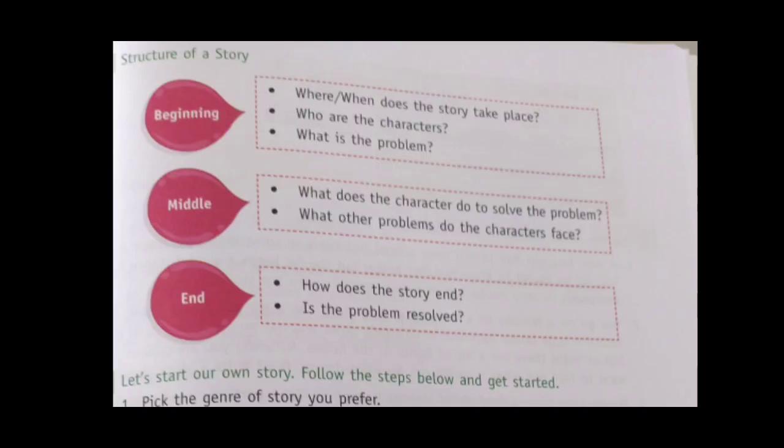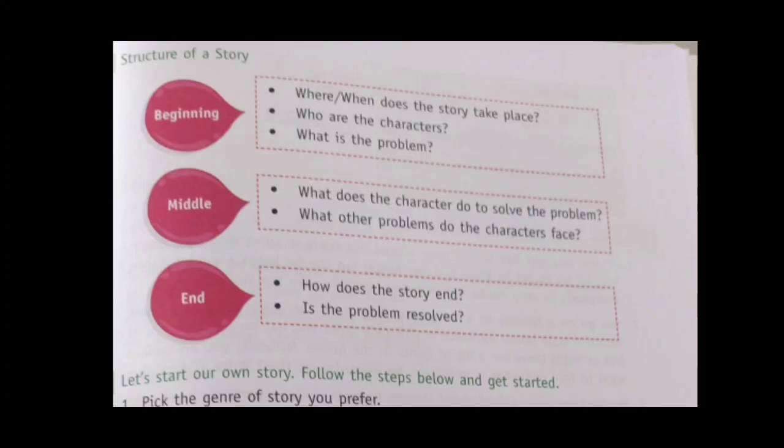Then in the middle area, what does the character do to solve the problem? So the next thing, what does the character do to solve the problem, and what other problems do the characters face? So these two things must be there in the middle area of the story writing. I'll repeat, children: what does the character do to solve the problem? Then what other problems do the characters face? So these are the two things that should be there in the middle of the story.